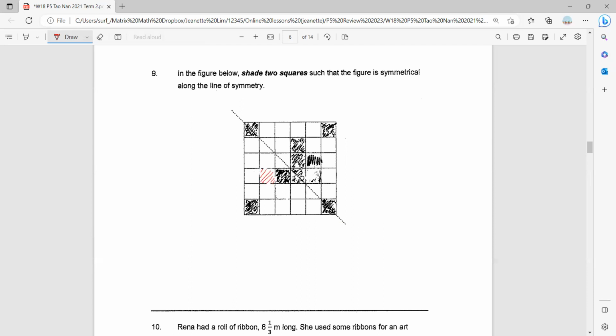This matches this, okay, this half, okay, then what about this? This is here. So those are the 2 squares.